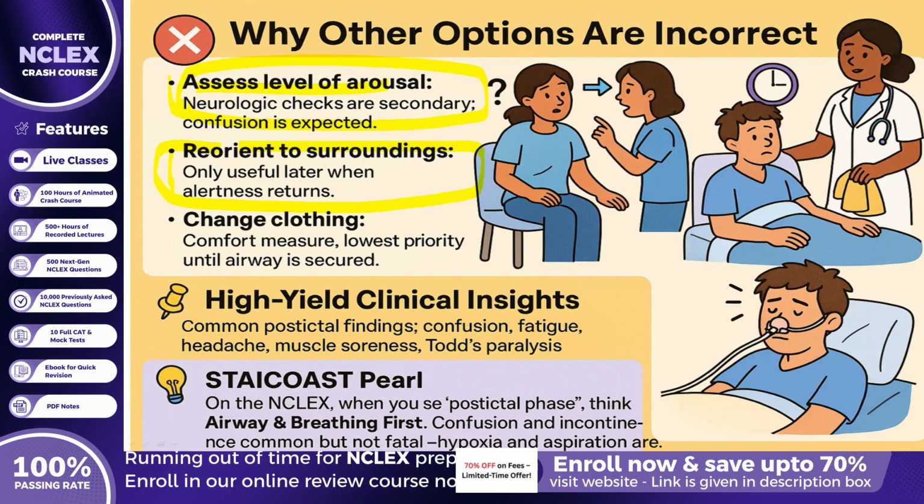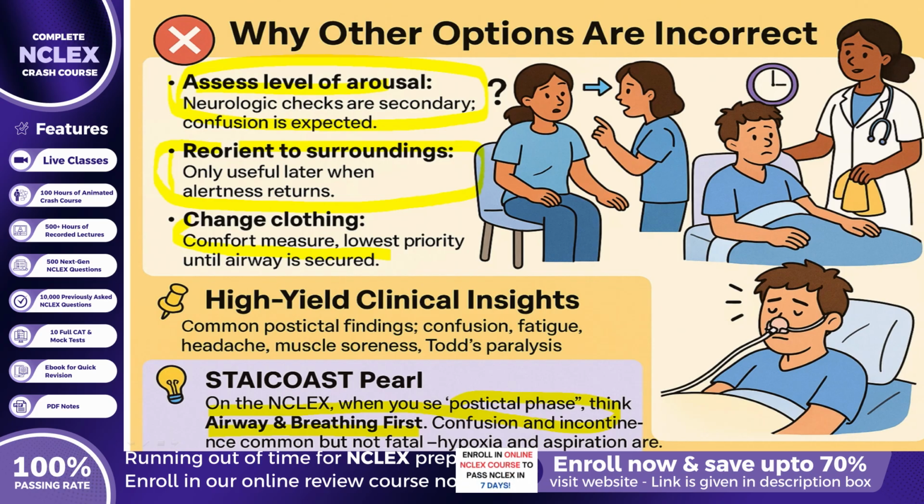Finally, changing the client's clothing may be necessary if incontinence occurred during the seizure, but hygiene and comfort measures are the lowest priority. They can only be addressed after airway and breathing have been stabilized. Here comes your Stancoast Pearl. On the NCLEX, if you see the term postictal phase, immediately apply the airway and breathing first principle. Postictal confusion and incontinence are common but non-life-threatening, whereas hypoxia and aspiration can become fatal within minutes.